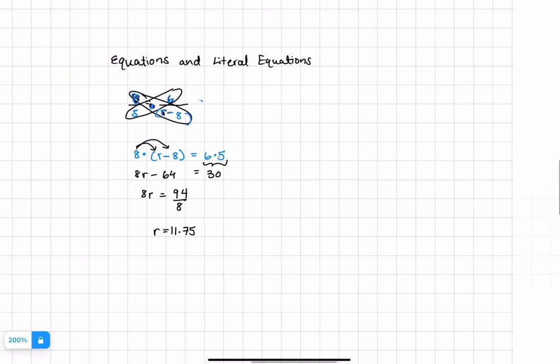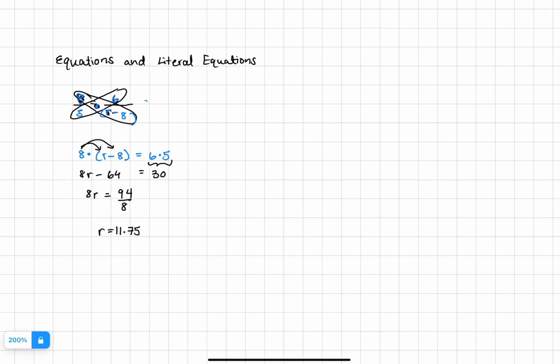All right, let's try another problem. So negative 2a equals 6 over 5. We're trying to solve for the letter a here, and we do the same thing. We cross multiply.